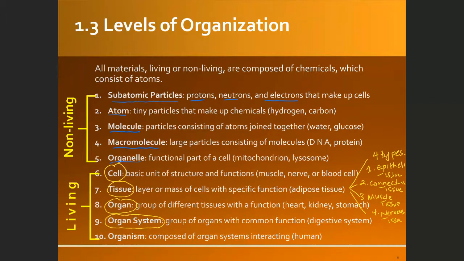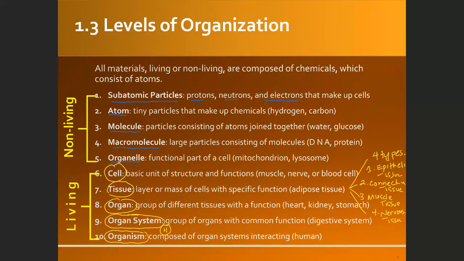Okay, so there are 11 organ systems in the human body. We will learn those systems one by one later. And then all of these 11 organ systems will organize together to finally make an organism.